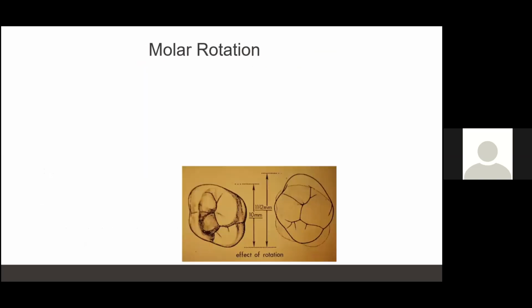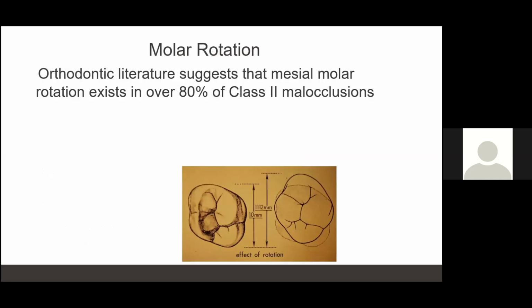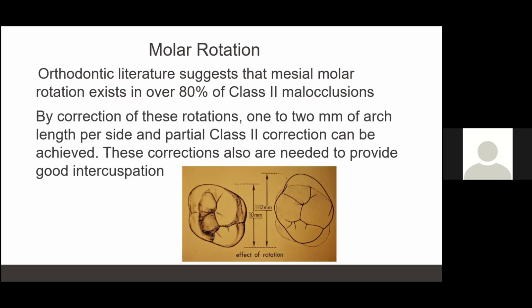But of course, molar rotation is a big one. And our literature suggests that molar rotation correction is really necessary for about 80% of our class 2 malocclusions. And it's something we may take for granted simply because our brackets, if you put them in the right spot, kind of automatically do that for you. But you want to, of course, manage the anchorage because when you derotate a molar, it opens up space mesially. And how you close that space would affect your class 2 correction, because if you pull the molar forward into the space you created, now you just lost a big benefit of class 2 correction. So managing your anchorage during this molar rotation correction is important.